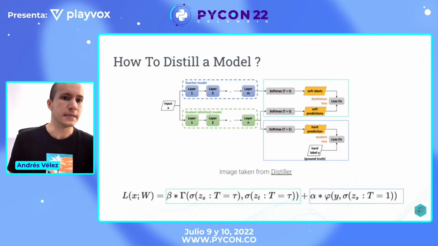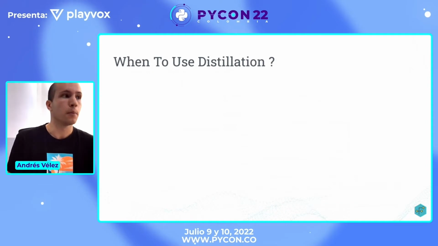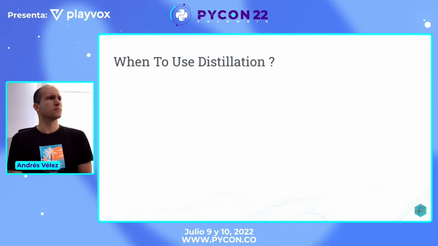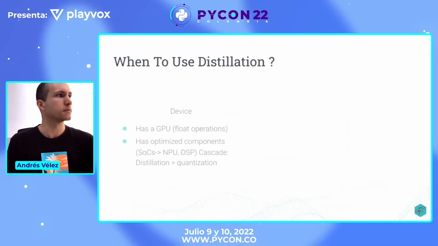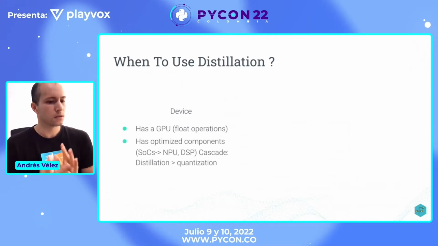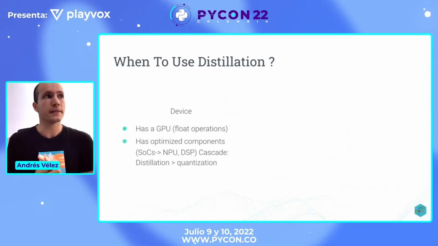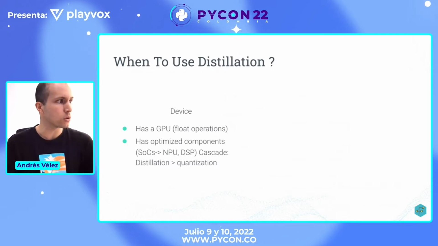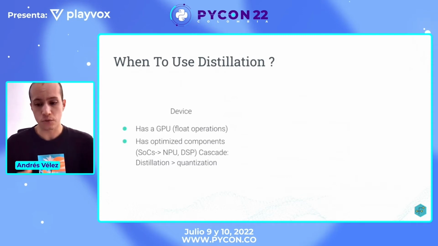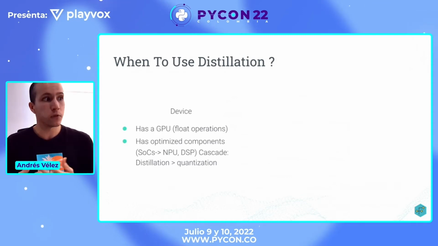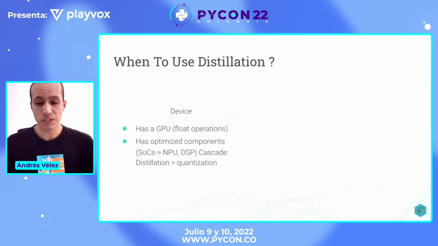But right now, it's important to notice when to apply model distillation. So we need to take into consideration two aspects when applying model distillation. The first one is you need to take a look at the device to which you are going to ship your model. You need to notice if you are going to use a GPU, right? Because after doing model distillation, the weight matrices are still in float types. So if you have a GPU, you could take advantage of this.